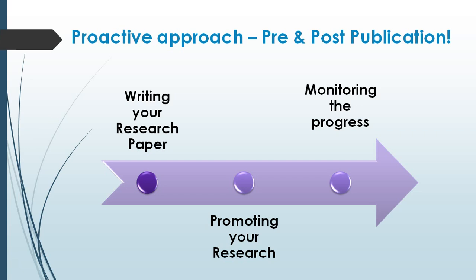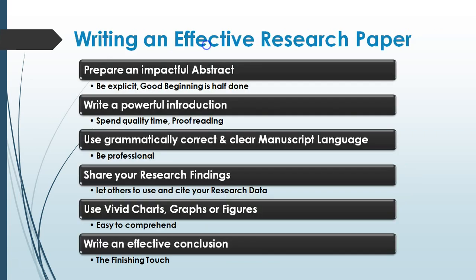which it deserves. So I call it a proactive approach, like pre and post publication. It is a continuous process right from the planning of a paper, and it continues on and on. These are 3 easy steps I talk about: writing your research paper, second, promoting your research, and then monitoring the progress. Now, first of all, we'll see how to write an effective research paper.